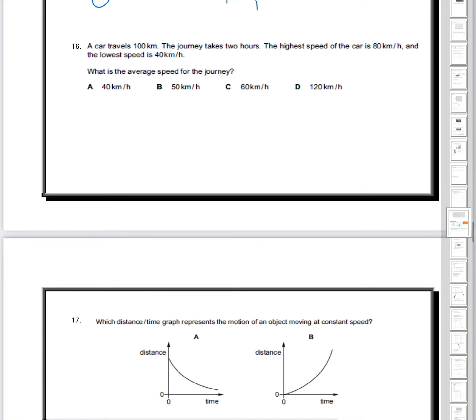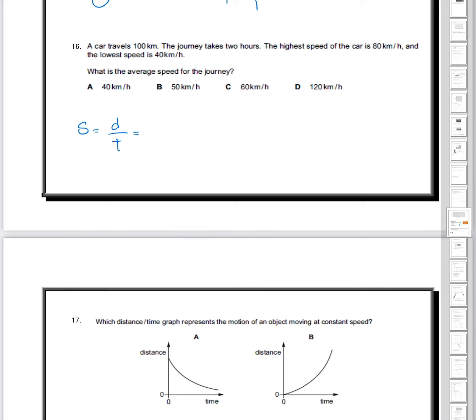It says, a car travels 100 kilometers, the journey takes 2 hours. The highest speed of the car is 80 kilometers per hour, while the lowest is 40 kilometers per hour. What is the average speed of the journey? Now, when facing these types of questions, you need to understand that to calculate the average speed, the formula is simply the distance traveled divided by the time taken, so d over t.